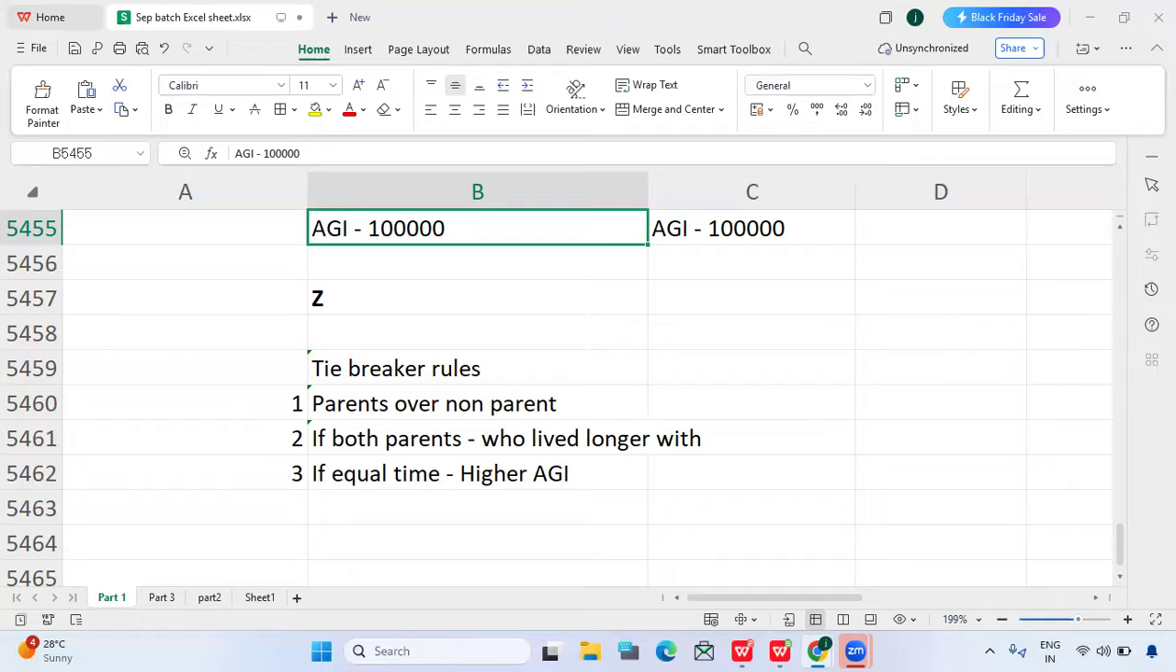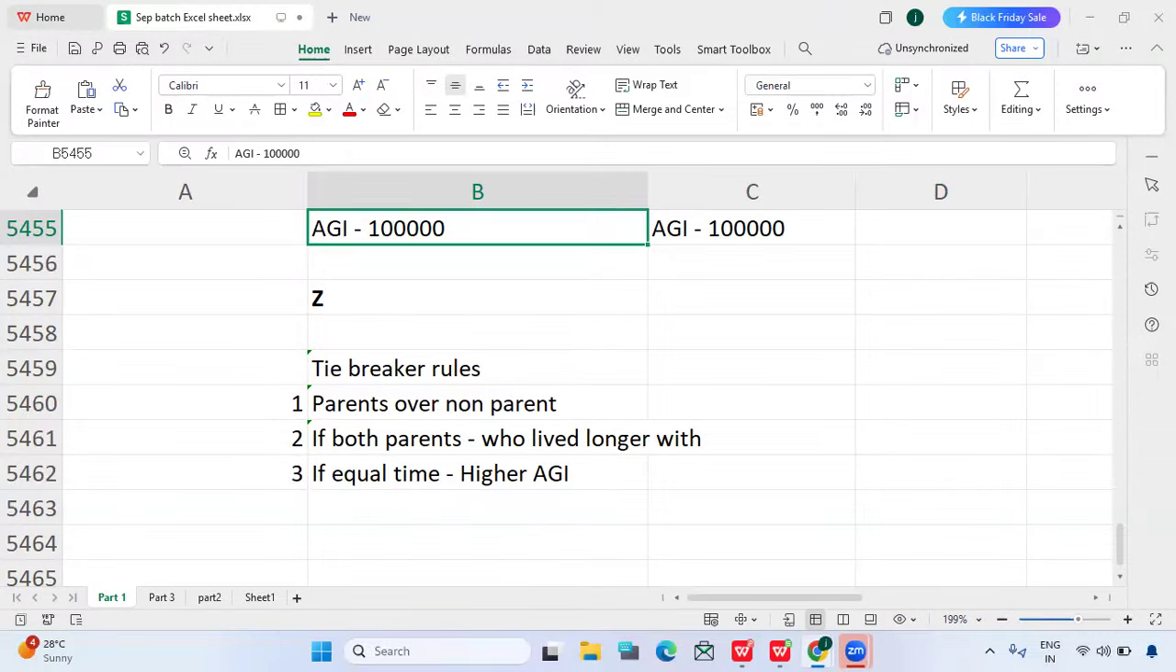Support test: the child cannot provide more than 50% of their own support. And tiebreaker rule: we have seen parents over non-parents, and both parents. If both are parents, then whoever lived with the child longer is checked. And if time is equal, then higher AGI. If you remember these points, you can easily answer any question on qualifying children, which is a very repeatedly tested, highly important area. Make sure to check the tiebreaker rule, and the temporary absence point. And for age, we have the 24 year age limit and the permanent disability exception. Those are also very important.